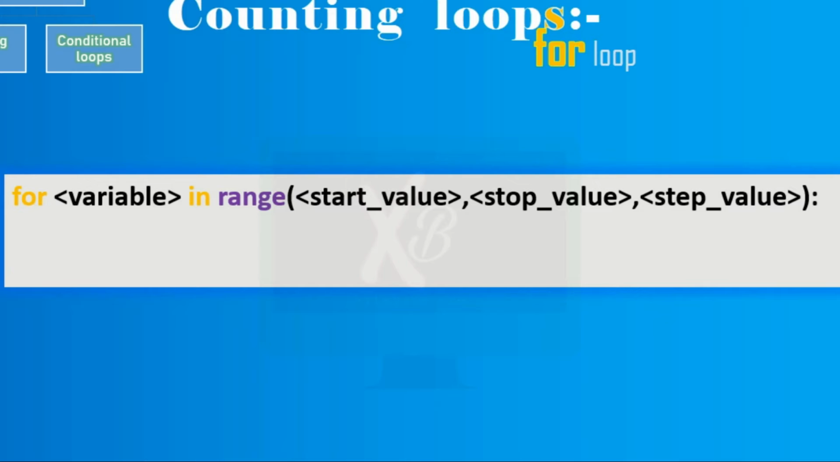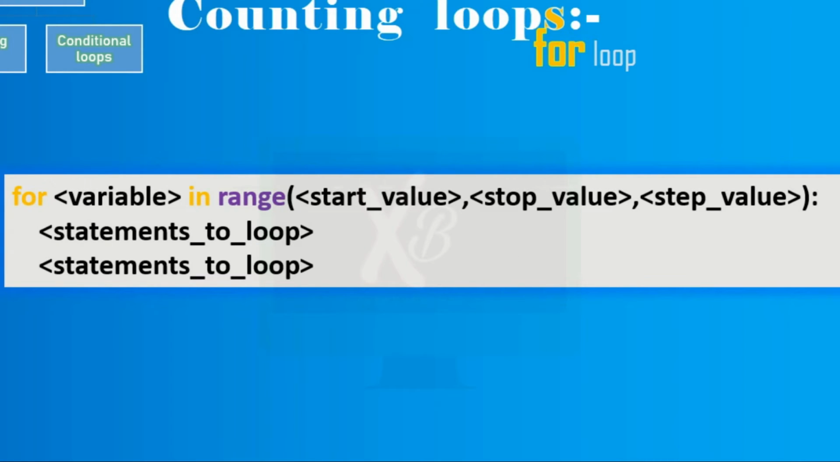And then I have used a colon, an indent is created, and then we can use statements to loop. You can add any more statements you want. A very important thing: the stop value is never included. So you never include any stop value. If I write the stop value as 5, then the output will never print me 5.